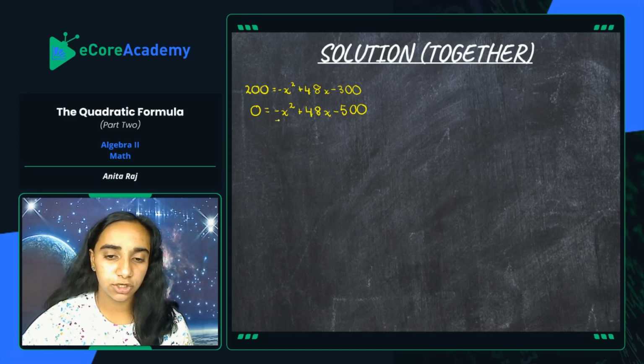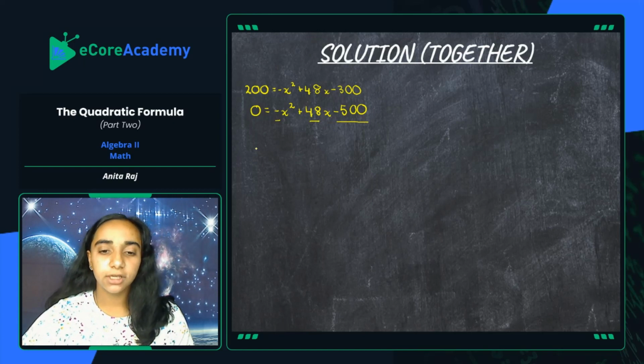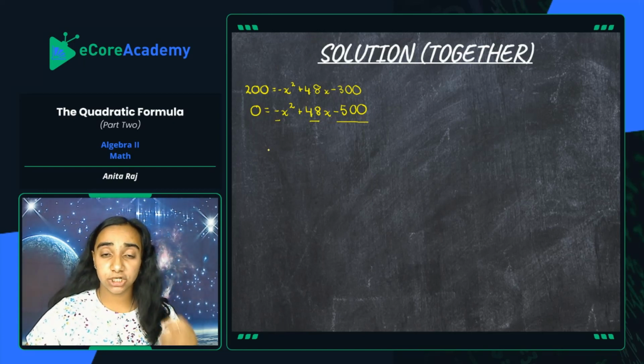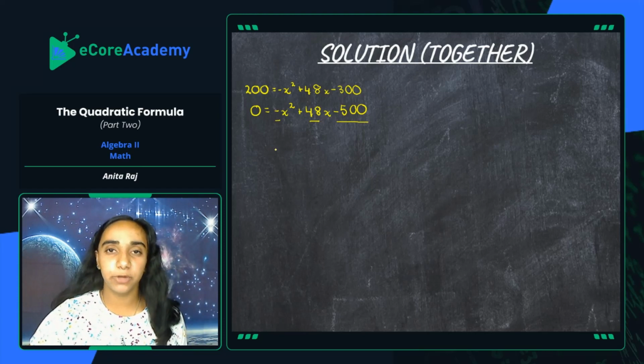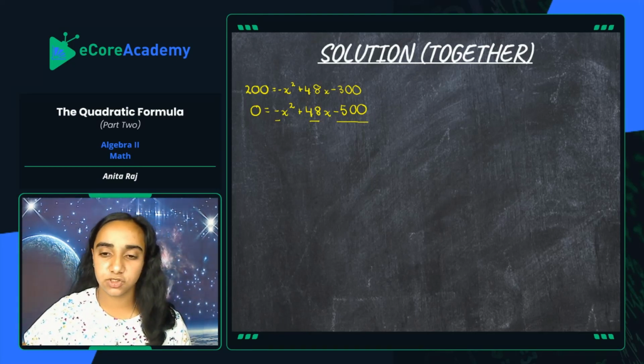So negative 1 is going to be our a value, 48 is going to be our b value, and negative 500 is going to be our c value. Okay, so now let's just go about this mathematically. We've broken down the application into math that we can understand. We've broken the words into math we can understand. So now we're just going to have to apply the quadratic formula and solve for this.